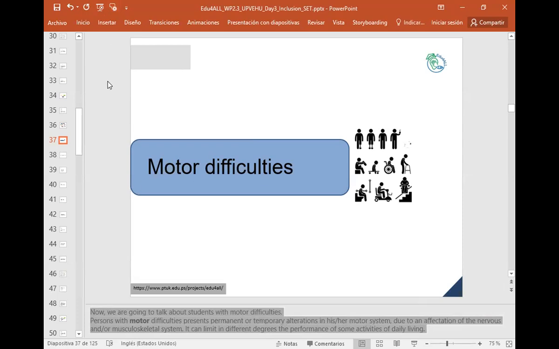Now, we are going to talk about students with motor difficulties. Persons with motor difficulties present permanent or temporary alterations in their motor system, due to an affectation of the nervous and/or musculoskeletal system. It can limit in different degrees the performance of some activities of daily living.